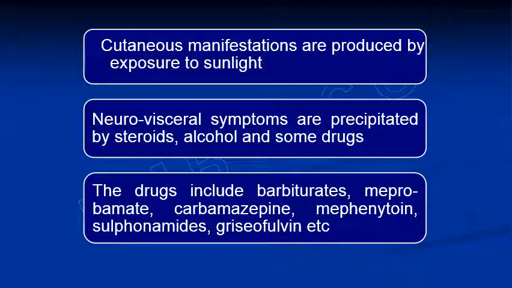Neurovisceral symptoms can be precipitated by steroids, alcohol, and drugs. So if some people are taking alcohol, steroids, or drugs, and they have a history of hepatic porphyria, they will develop the symptoms. The drugs that can initiate such actions include barbiturates, carbamazepine, and so on. These drugs can cause the initiation of these symptoms. So these are the two types of porphyrias.